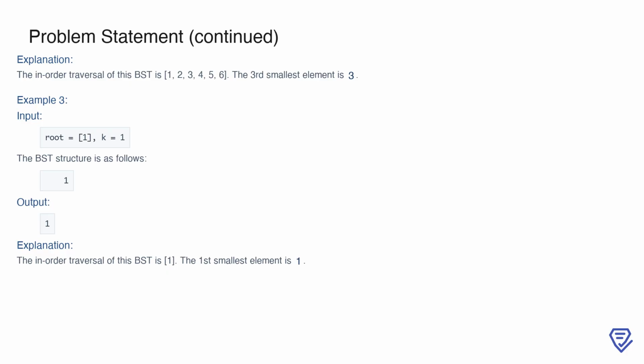To further solidify the concept, let's look at another example. In this case, the BST contains only one node with the value 1. Since there's just one node, the in-order traversal simply results in 1. If k is 1, we're asked for the smallest element, which is the first and only element in this case, 1. The output is therefore 1. This demonstrates that even for very small trees, the approach to solving the problem remains consistent, relying on the in-order traversal to find the kth smallest element.